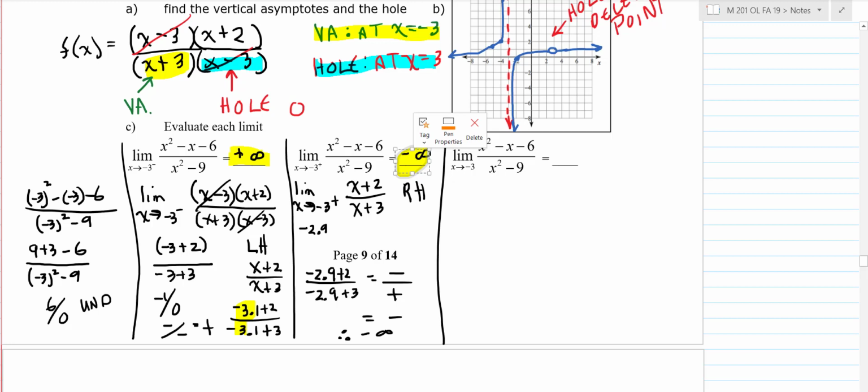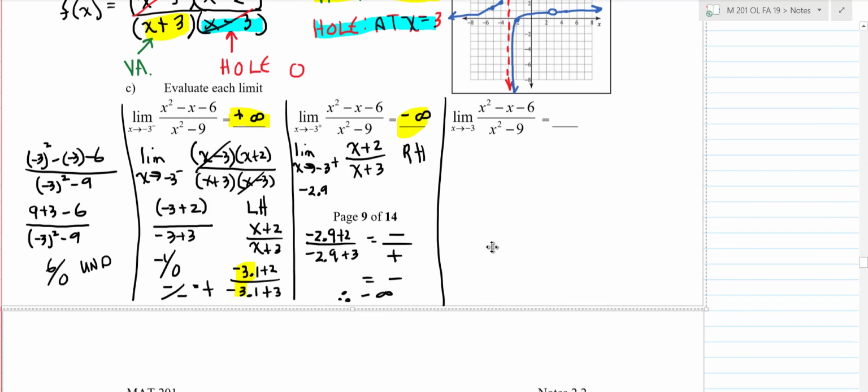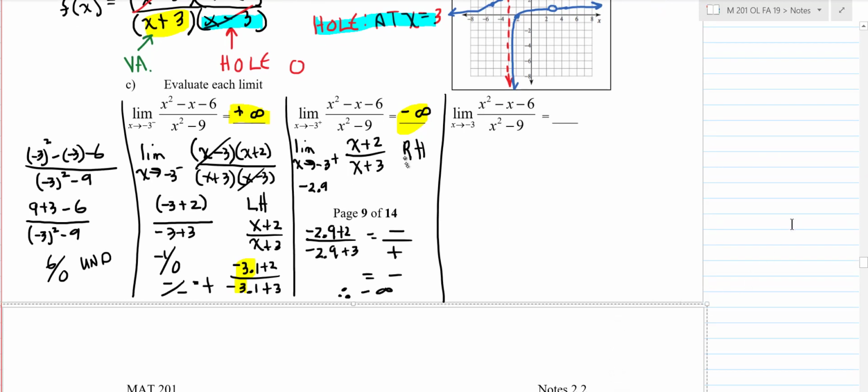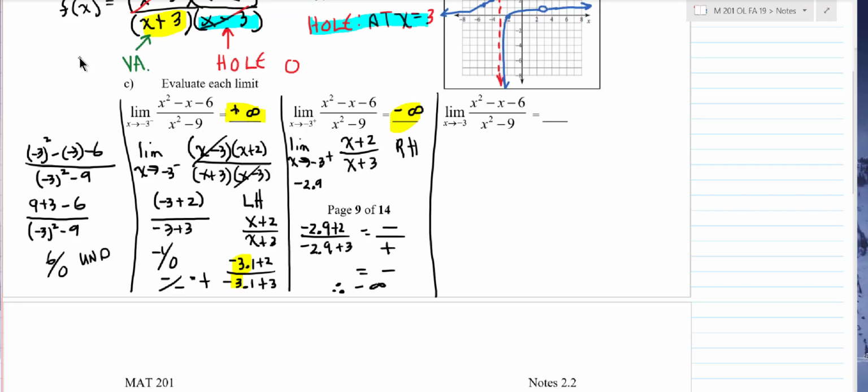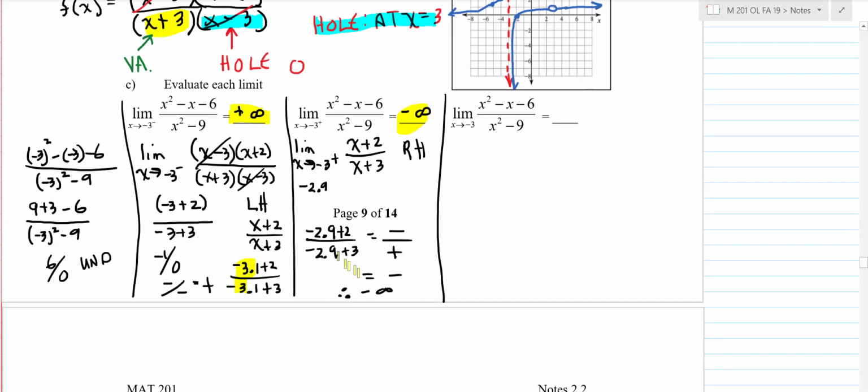The graph certainly verifies that. But that's how you would do that without graphing: do the factoring, verify that you have a vertical asymptote, verify that you have a hole. And since I'm asking for the limit around the vertical asymptote, that's why you use test points. That's the whole idea. So then from there, of course, we know that this one does not exist.